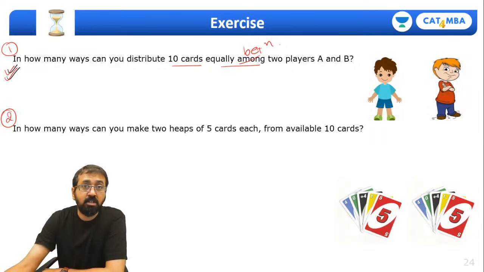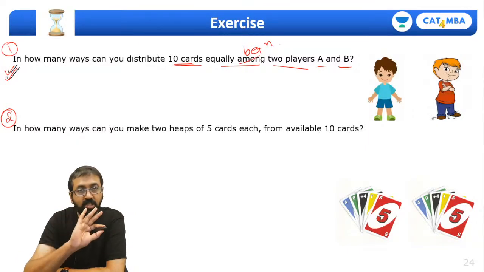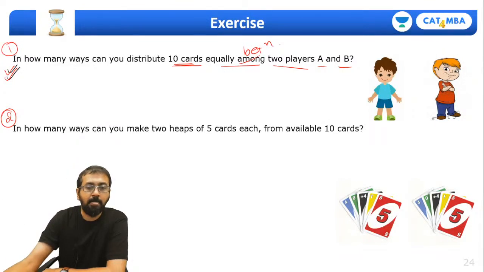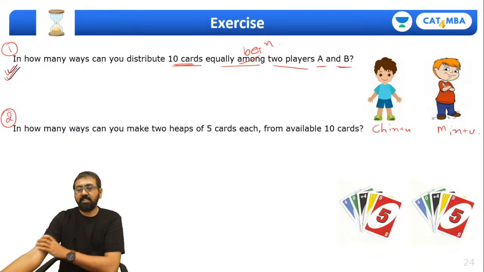Note the preposition: between 2 players A and B. How many ways can we do it, guys? I want to divide 10 cards. Of course, cards are always different, so it will not be mentioned. By default, they are different. Like people are always different, but apples are always same. Animals, so if there are 10 elephants, they're always considered to be same. So how many ways can we distribute it between 2 players, say Chintu and Mintu?